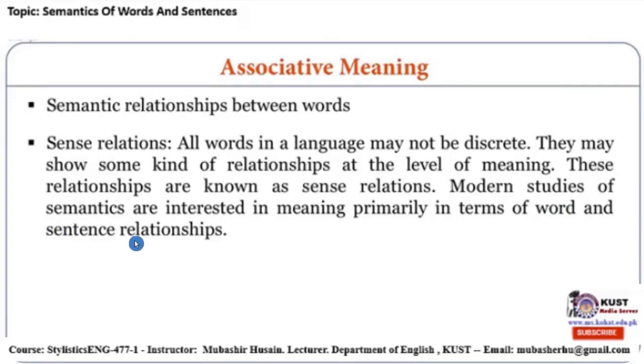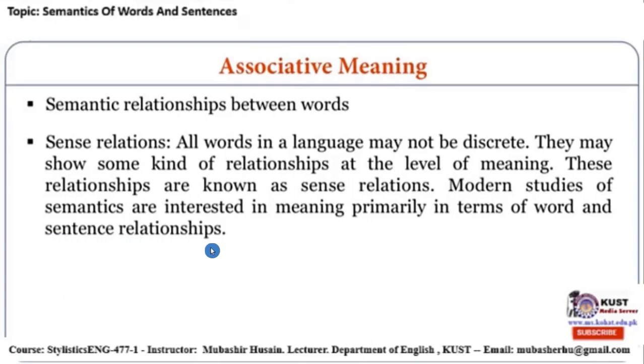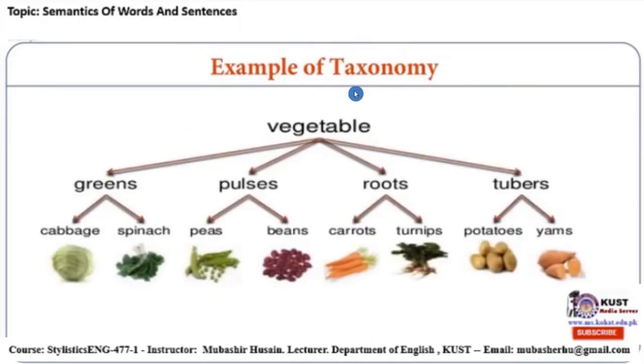Let's see some more semantic relationships between words. One thing is taxonomy. You can see in this example that at the root, or the top, it is vegetable. Vegetable has been divided into greens, pulses, roots, and tubers. Greens are cabbage or spinach, pulses are peas and beans, and roots are carrots and turnips. So the relationship between vegetable and peas is through pulses, and between vegetable and cabbage is through greens. That is an example of taxonomy.